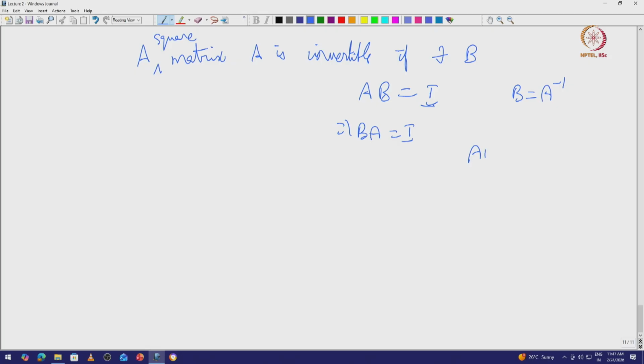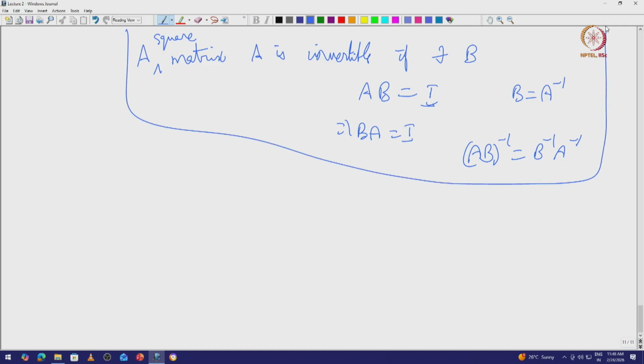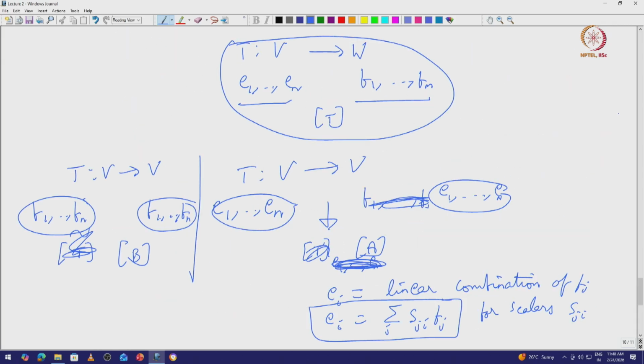Just as in the case of transpose, AB's inverse is B inverse A inverse. Not every matrix is invertible. Obviously the 0 matrix is not invertible because 0 times anything is 0, it can never be identity. But for those matrices that are invertible, we can talk about their inverses. Again, coming back, I just recalled the definition of invertibility so that we are all on the same page.